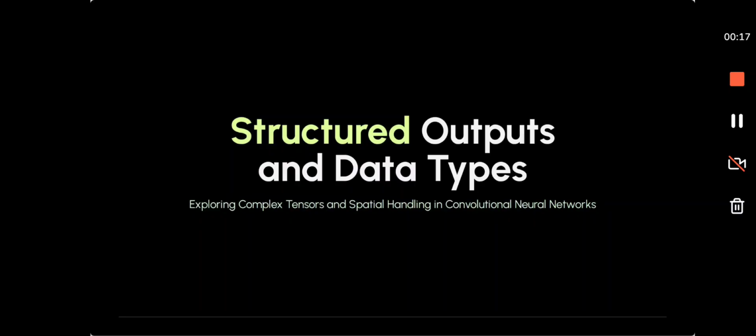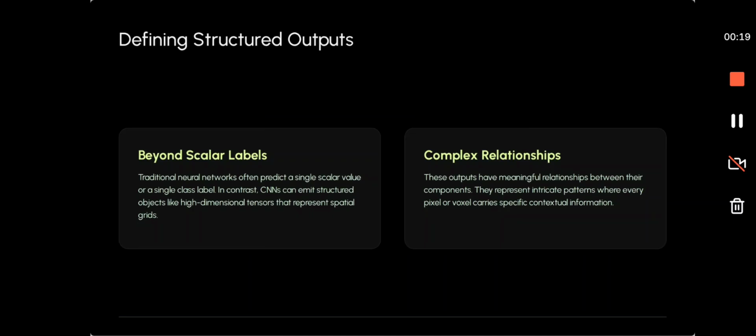Now let's move to defining the structural output. Unlike the traditional neural network that predicts a single yes or no value, a CNN produces a structured output. This means it emits a high dimensional tensor that represents this spatial grid. This allows the network to understand the complex relationships between the pixels in an image.